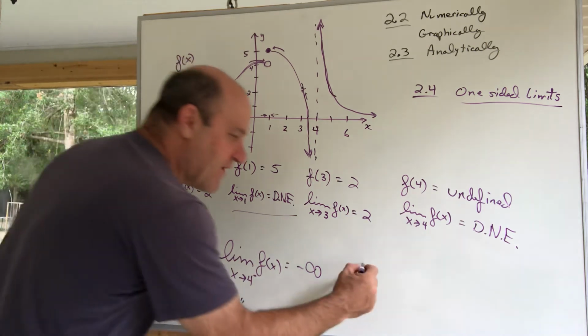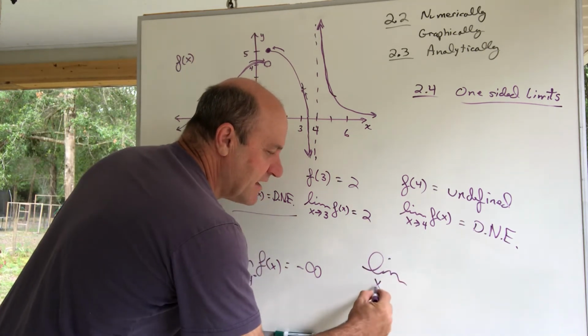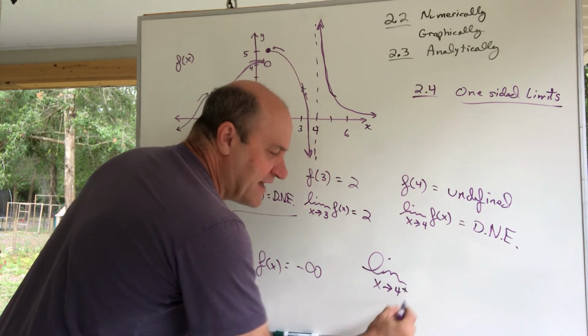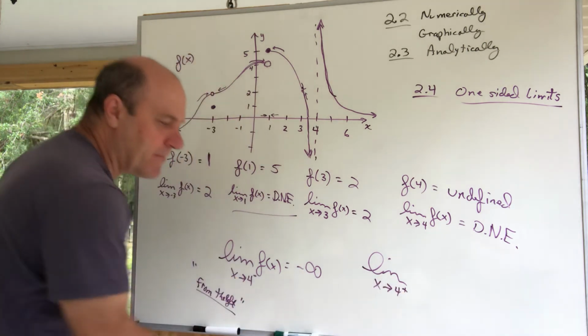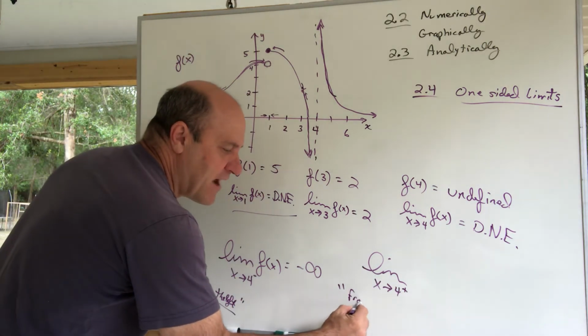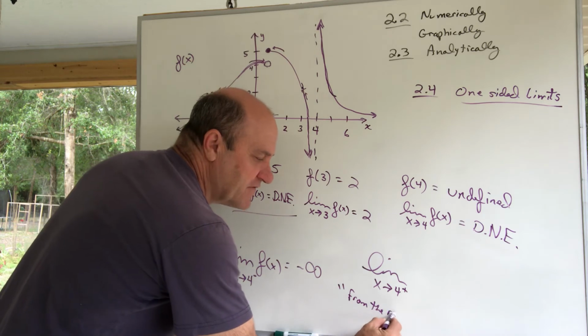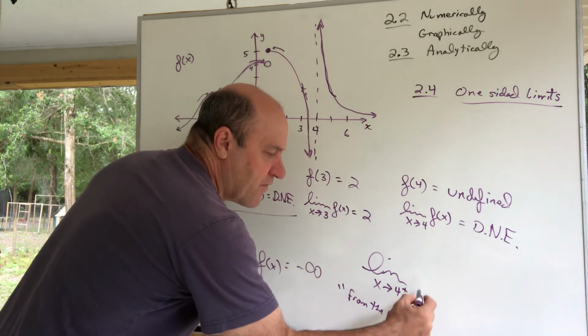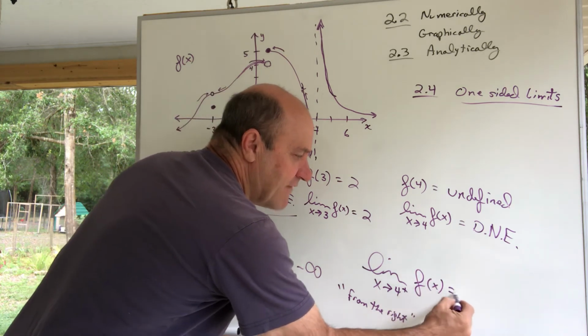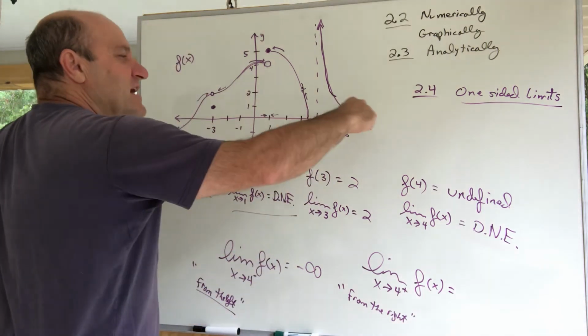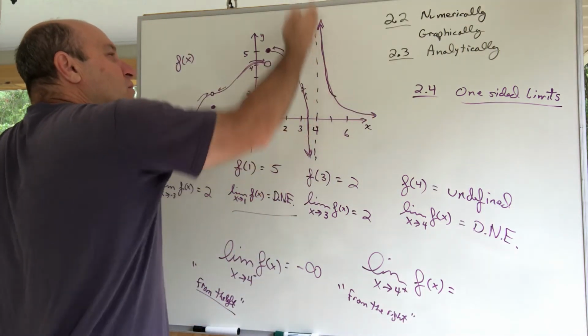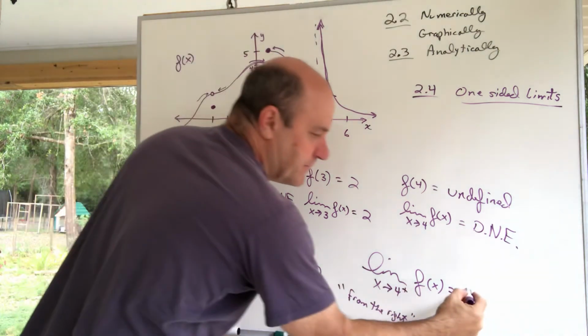infinity. If I had this question, what's the limit as x approaches 4, and I put a little positive sign on the back side of the 4, that means I'm approaching from the right. So I'm on this function, and I'm approaching 4 from the right. And we have this long discussion. As we approach 4 from the right, we're headed up to positive infinity.